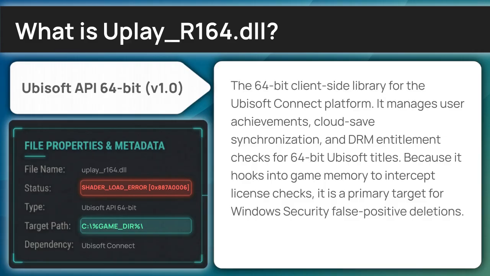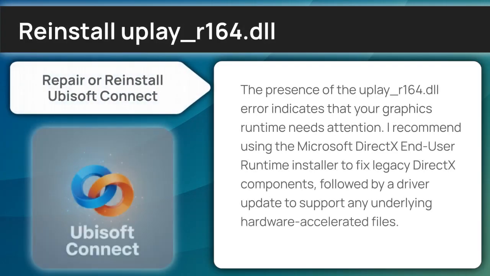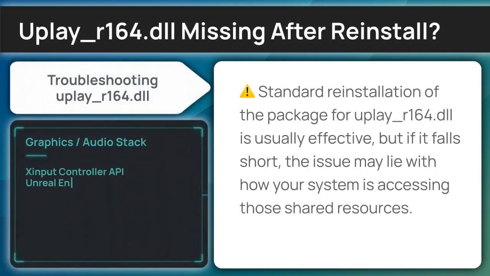Our first move is installing a fresh, clean copy of the library. The presence of the Uplay R164 DLL error indicates that your graphics runtime needs attention. I recommend using the Microsoft DirectX end-user runtime installer to fix legacy DirectX components, followed by a driver update to support any underlying hardware-accelerated files. If you are still encountering the error after following the official setup, it's time to investigate the underlying system architecture.